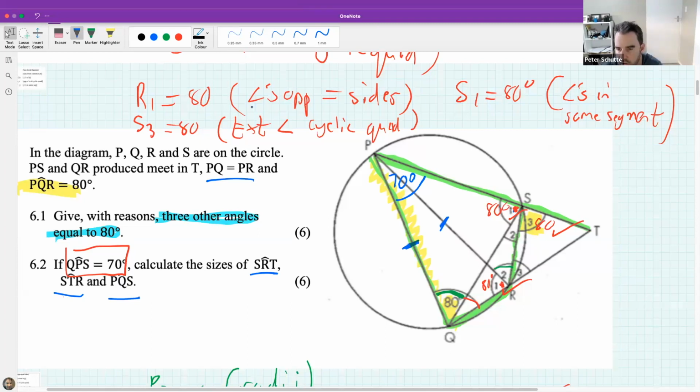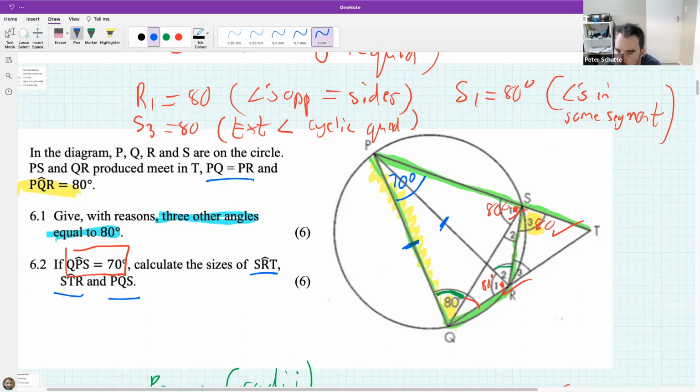So where is SRT? SRT is down here. We know that's 80. SRT is going to be 70. Well spotted.